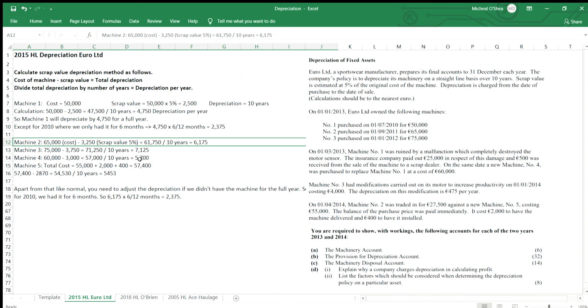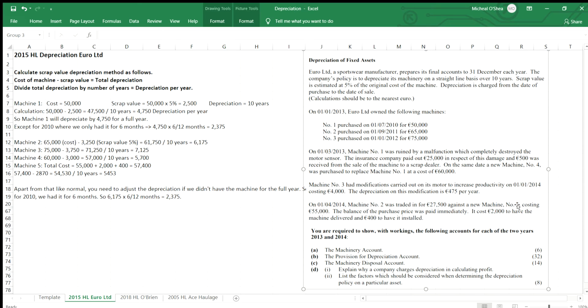per year. And the fifth one is a little different. So again, 2014, machine 2 traded in against machine 5. Machine 5 cost 55,000, but hold on. The balance of the purchase price was paid immediately, but for machine 5, it cost 2,000 to have the machine delivered and 400 to have it installed, and they are additional costs. You have to include them as well.